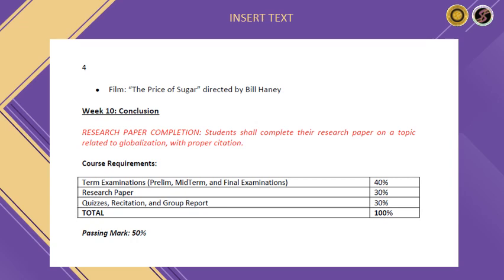So the course requirements include term examination. It says here that you have prelim, midterm, and final examination. But sometimes I only give two examinations to my students, recognizing the fact that their other subjects might also have a pile of requirements. So I limit it only to term examination.